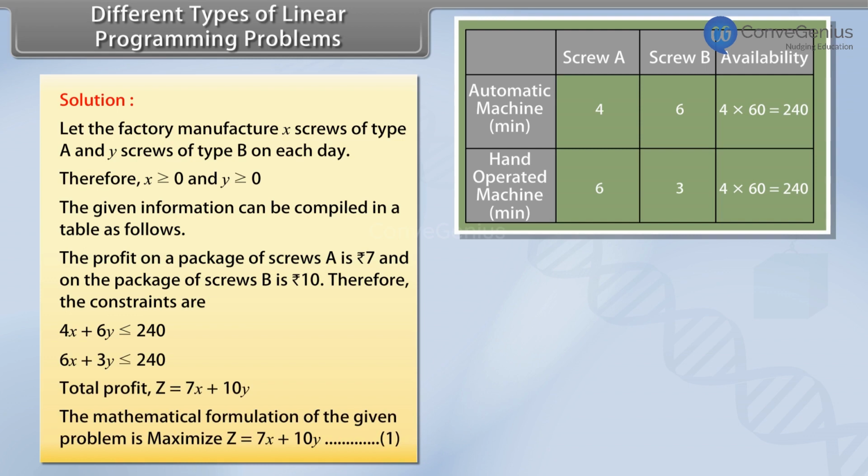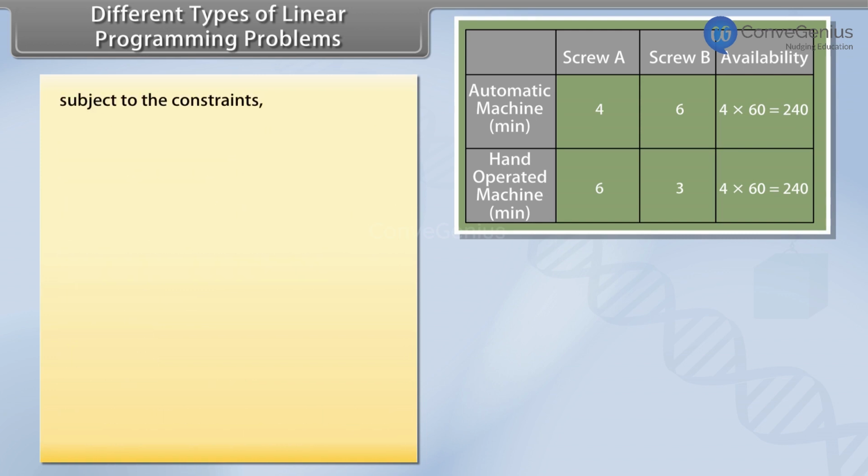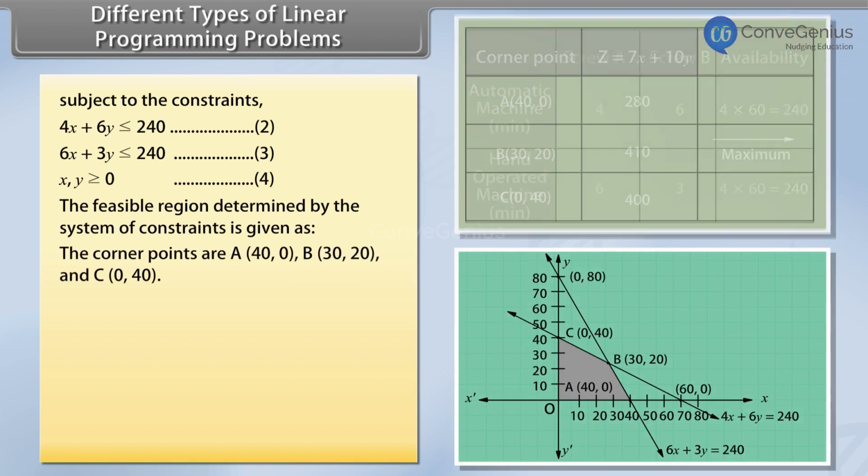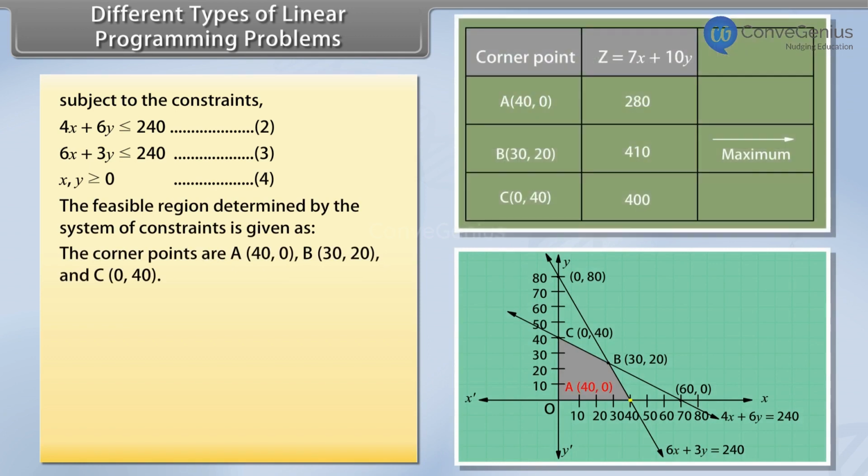The mathematical formulation of the given problem is maximize Z equals 7x plus 10y, mark it as equation 1, subject to the constraints 4x plus 6y is smaller than or equal to 240, mark it as equation 2, 6x plus 3y is smaller than or equal to 240, mark it as equation 3, x, y is greater than or equal to 0, equation 4. The feasible region determined by the system of constraints is given as follows. The corner points are A (40, 0), B (30, 20) and C (0, 40).